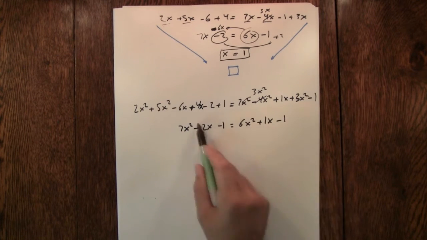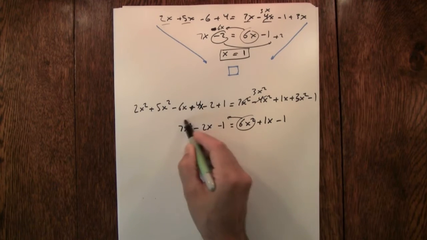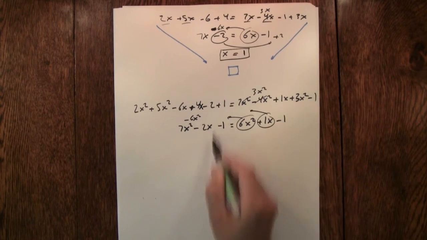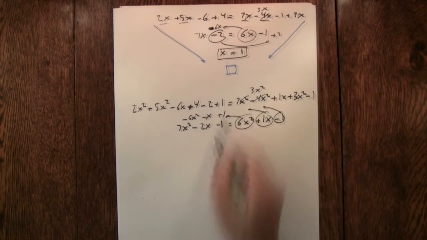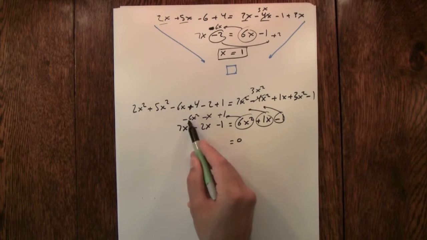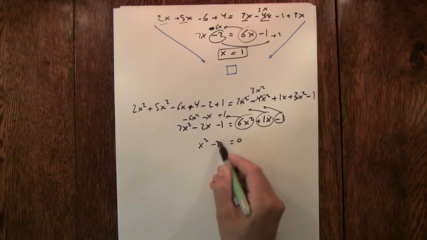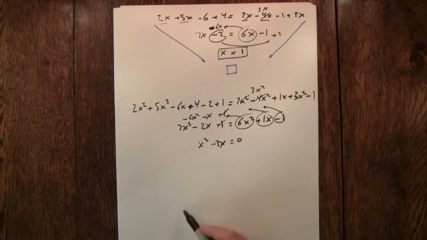Now what we do is bring all the values to one side, so that's something we're going to have to recognize, right? So we're going to bring this over, this becomes minus 6x squared. We're going to bring this guy over, this becomes minus x. And we're going to bring this guy over, and this becomes plus 1, right? So on this side, we have 0 left. On this side, 7x squared minus 6x squared is x squared. We got negative 2x minus x is negative 3x. And 1 minus 1, they kill each other, right? So we're down to here.